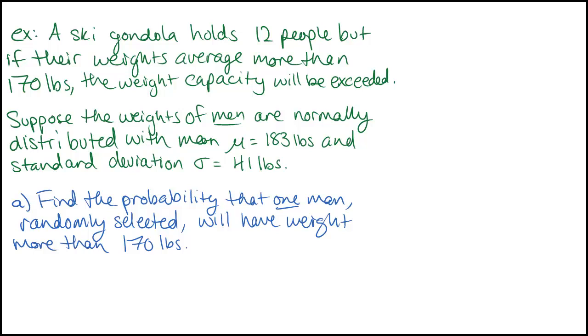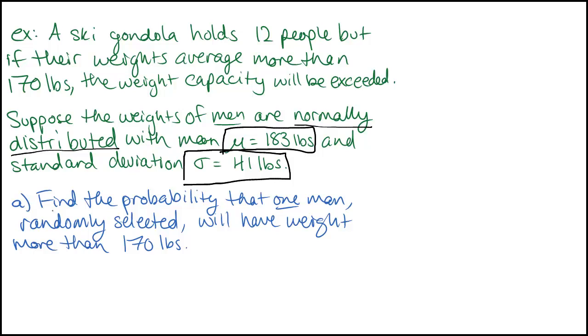So here we're looking at a ski gondola. Its capacity is to hold 12 people, but if the weights of these people average more than 170 pounds, then the weight capacity of the gondola is exceeded. We're going to look at weights of men here, just because men tend to be heavier, so we're going to take women out of the equation. The weights of men are normally distributed with a mean value of 183 pounds and a standard deviation of 41 pounds. And this is just some basic data that you would be given in the problem.